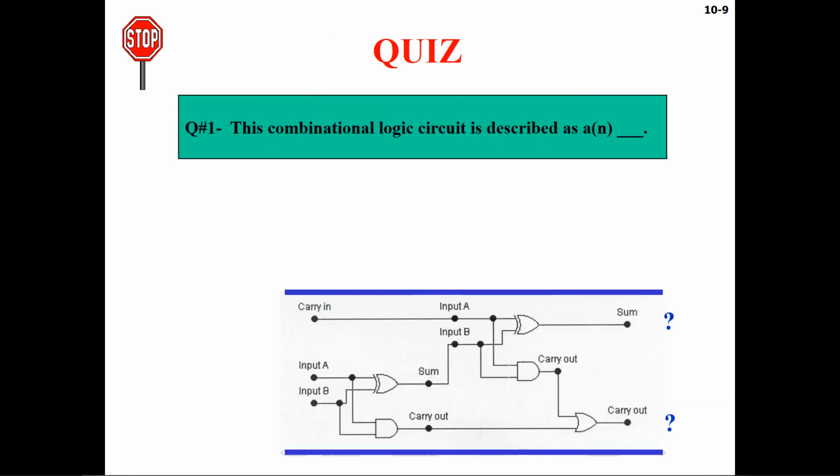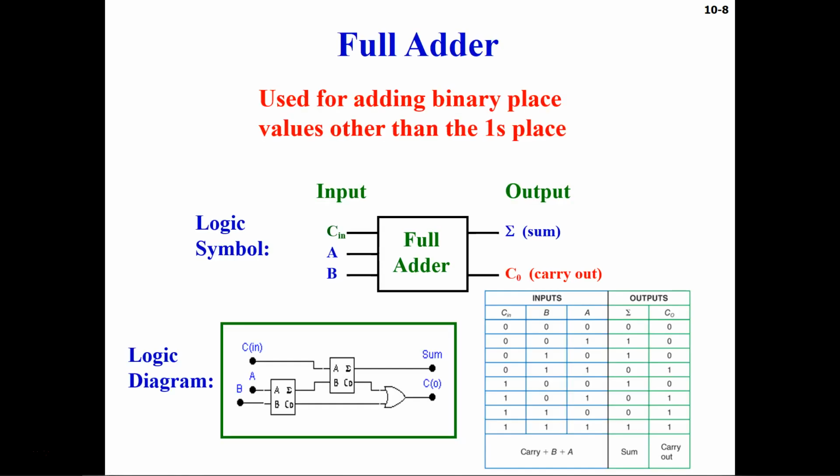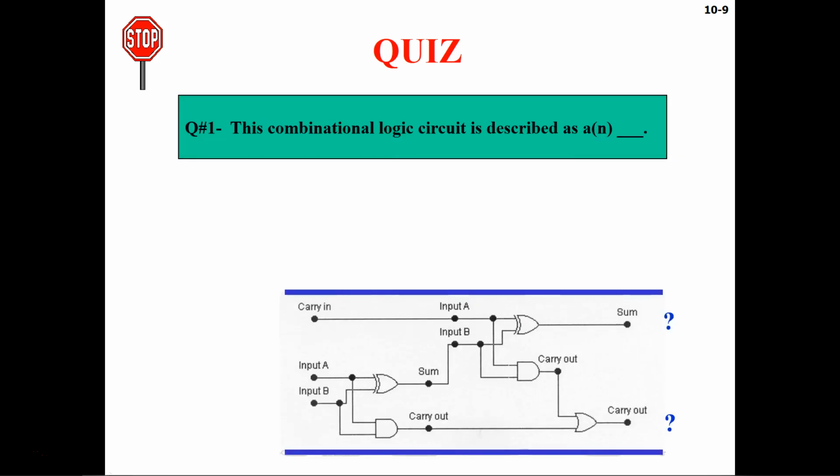Now let's do some quick questions. This combinational logic circuit is described as, now previously what we saw is the logic diagram for the full adder. Let's go back here again. So this is not actually the circuit it is representing here. There are some logic gates involved here. So let's see.